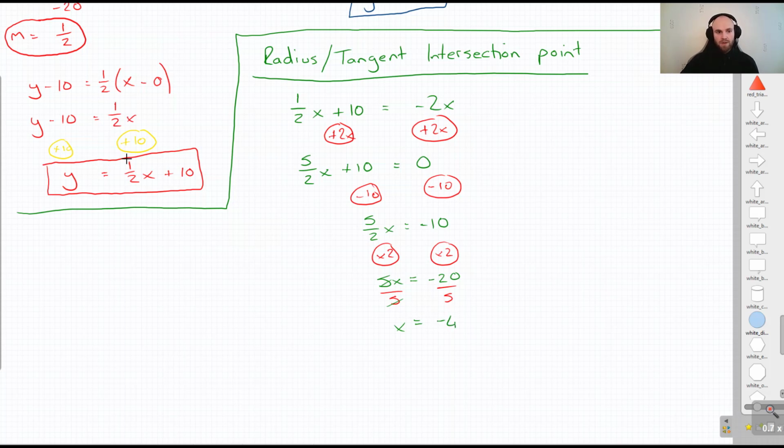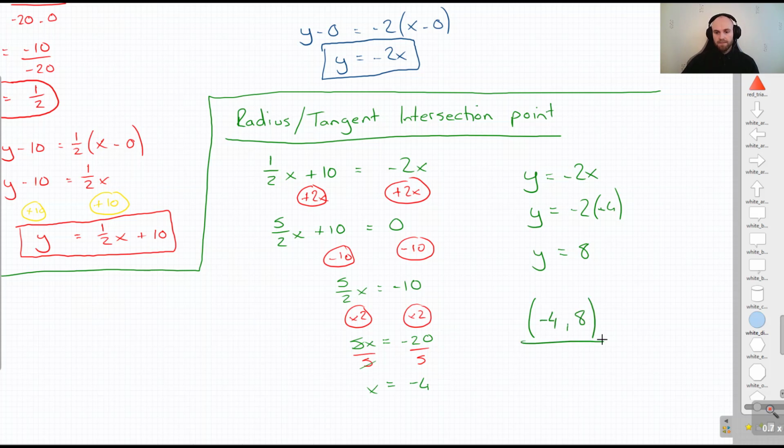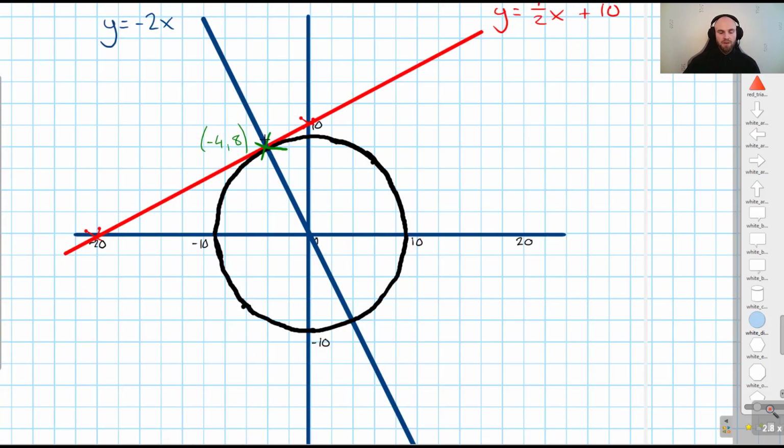So if we want to find the y coordinate, we can choose either the point on the tangent, or we can choose the point on the radius. I'm just going to choose the point here on the radius. So y equals minus 2x. So when x is at the point of minus 4, y is going to equal minus 2 multiplied by minus 4, which is going to give us 8. So the coordinates where they intersect and the point on the edge of the circumference of the circle is going to be minus 4, 8. So I've added this minus 4, 8 to the graph here.